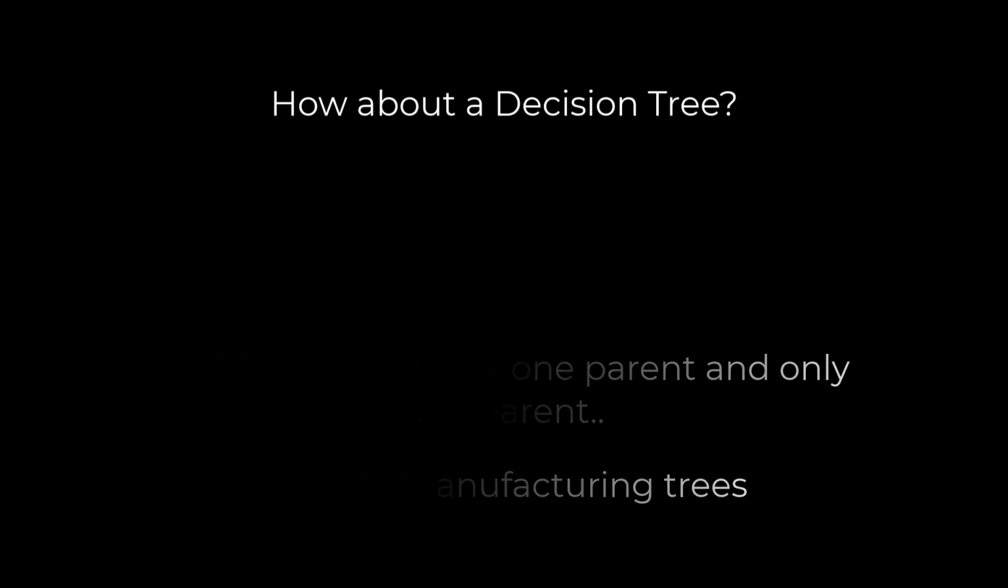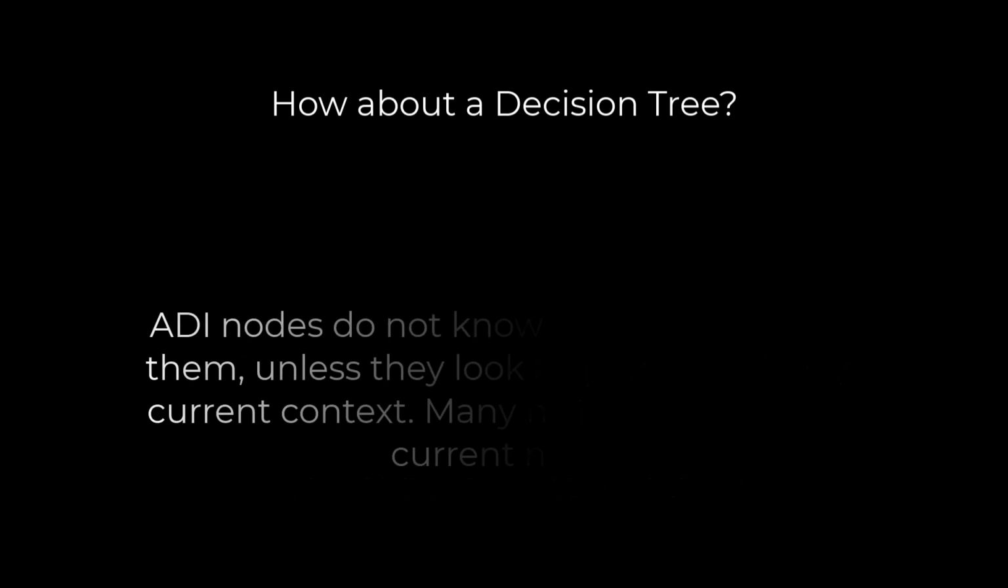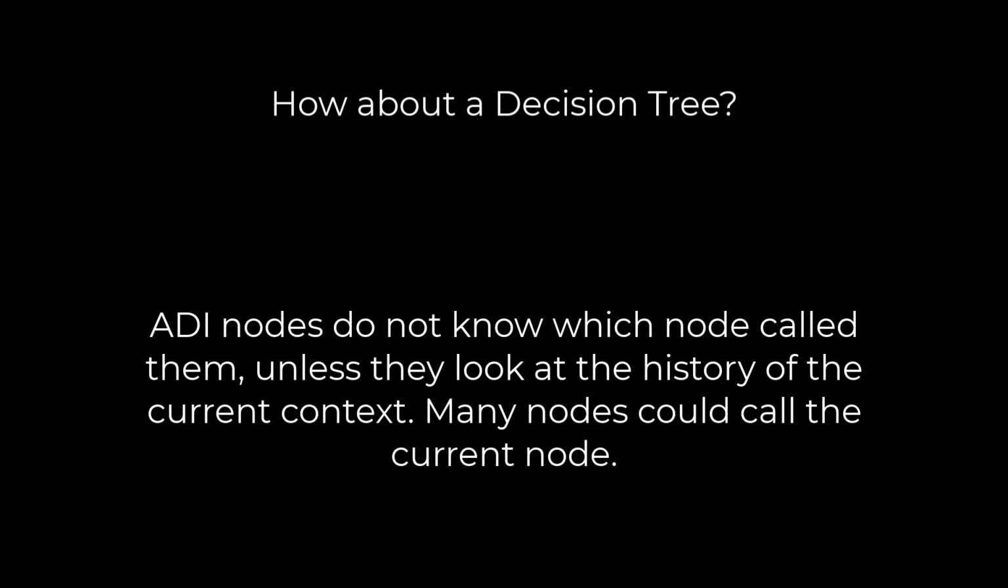ADI nodes do not know which parent called them, but they can look back at the history of what has been entered by users, and then they can dynamically decide what the next step might be for that particular user. Kind of like Quagmire's children. Nobody knows who their parents are.